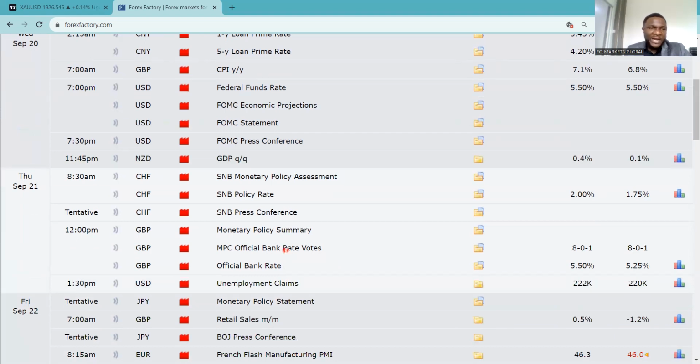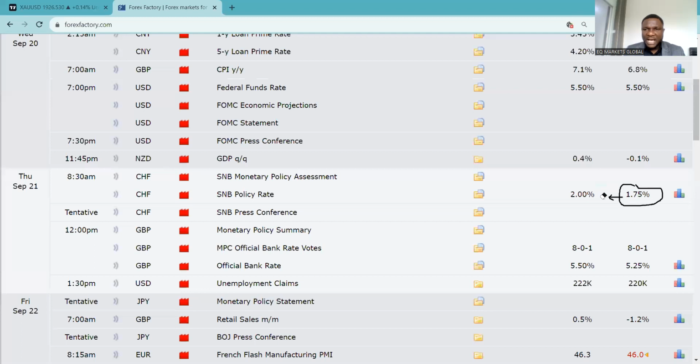That is the Kiwi, right? And then on Thursday, 8:30 a.m., we're also expecting the monetary policy assessment from the Swiss National Bank, that is CHF. From the Swiss National Bank, we're also expecting the monetary policy rate and interest rate review. Of course, for this, it is certain that there would be a 25 basis point interest rate hike in favor of the Swiss franc.